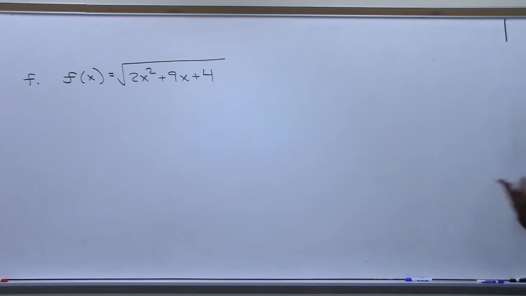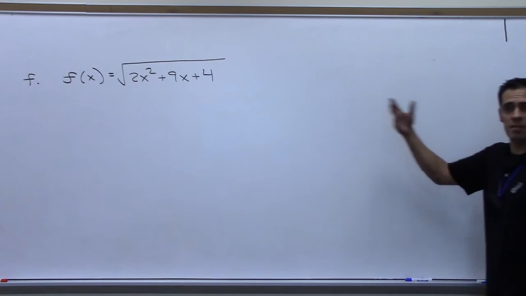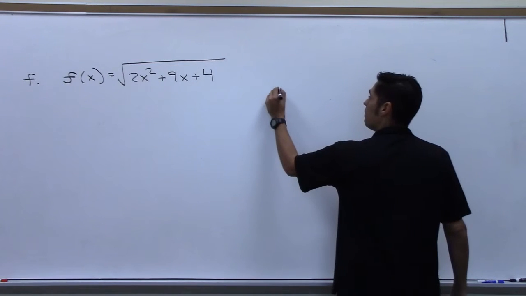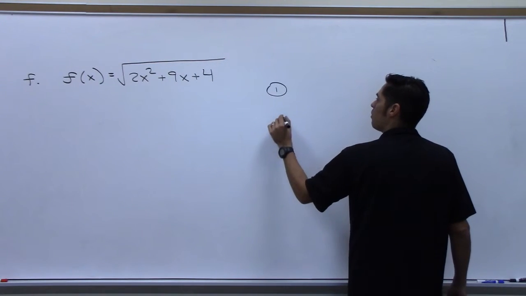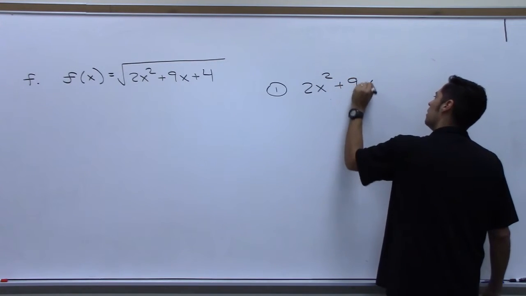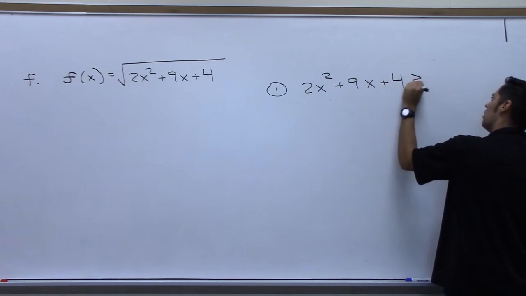Okay, so we have really only one thing to worry about. It's the radicand, right? That radicand has to be bigger than or equal to 0. So I only have the issue for one of the things that we like to avoid. This right here has to be greater than or equal to 0.